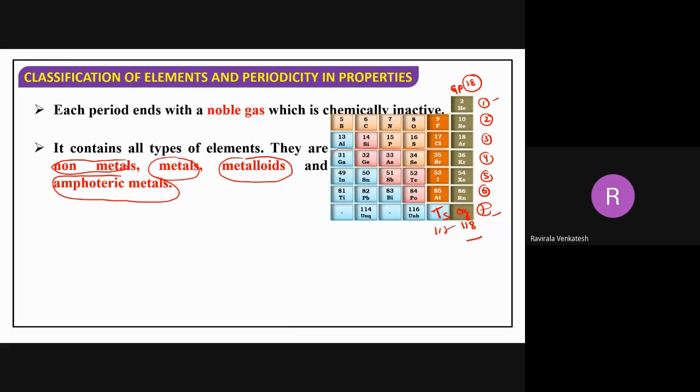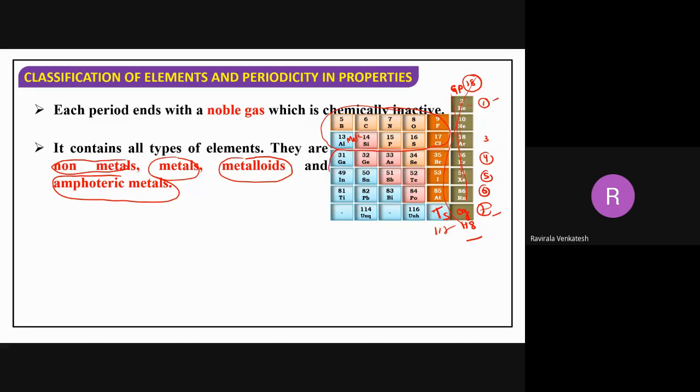So generally, metalloids will come at the middle. Top elements will have non-metals. Leave out group 18, because these do not come under any type of nature. Generally, the second and third periods will have non-metals. Aluminum is a metal; some exceptions will be there.